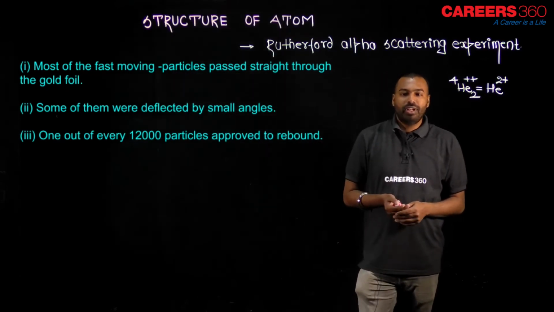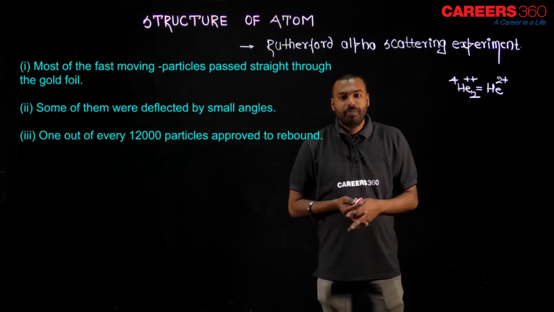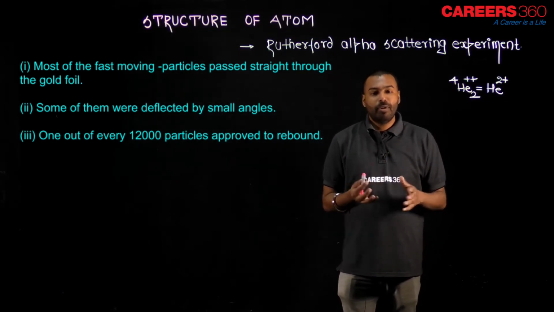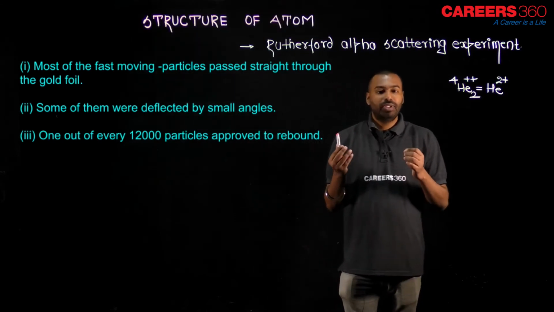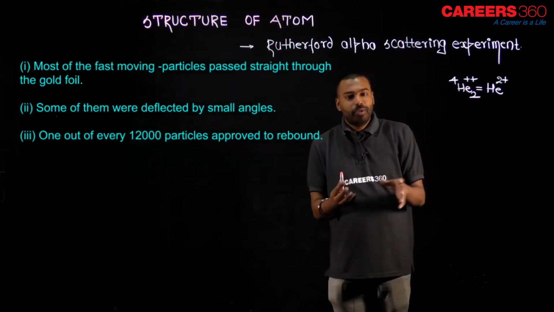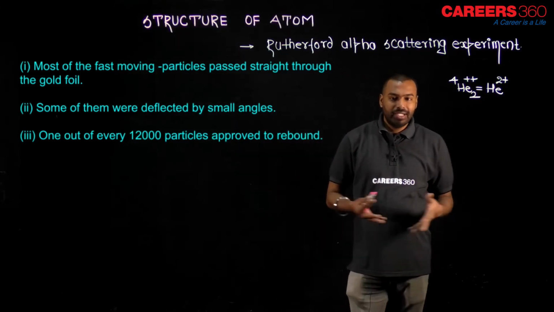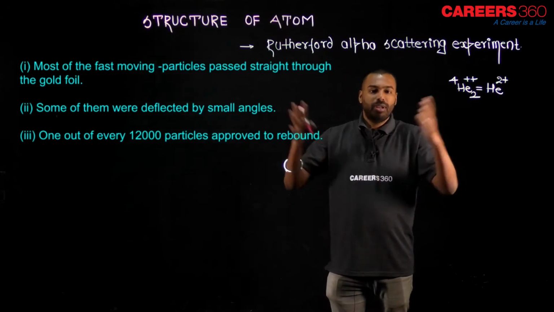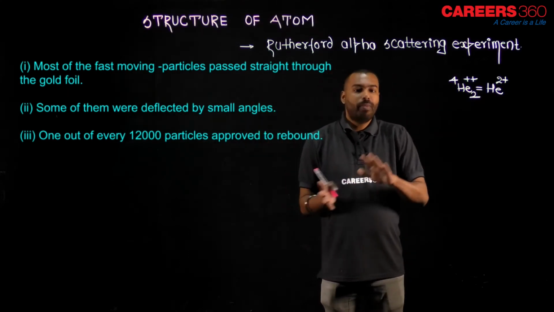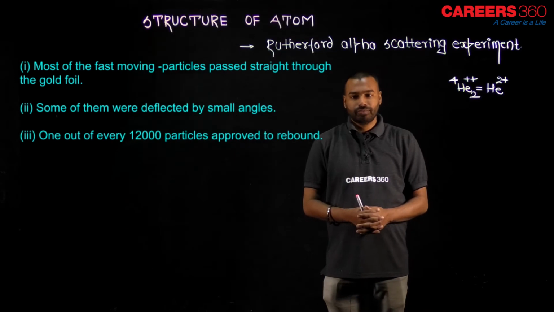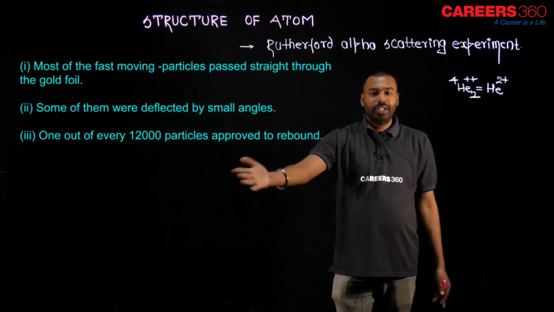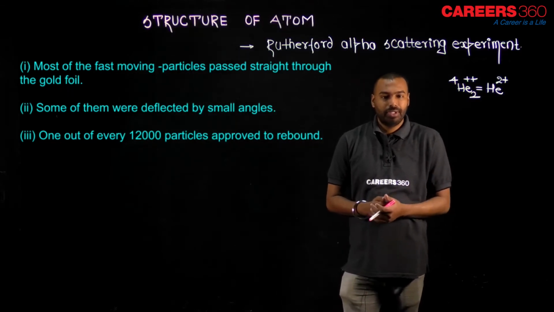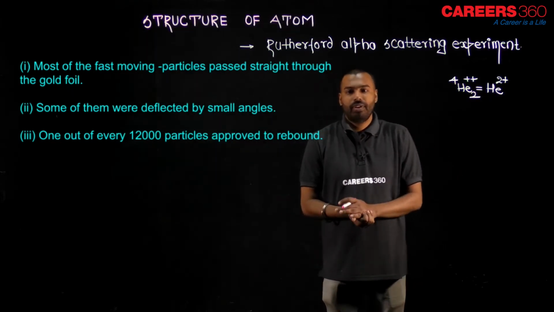Most of the fast moving particles passed straight through the gold foil. He bombarded, so many books say 20,000 alpha rays, a few books say 12,000, a few say 18,000, it does not matter. Simply, it was a high amount of alpha rays bombarded towards the gold foil. In 9th, 10th we study 12,000, and in 11th class NCERT they write approximately 18 to 20,000. So it changes book by book, does not matter.